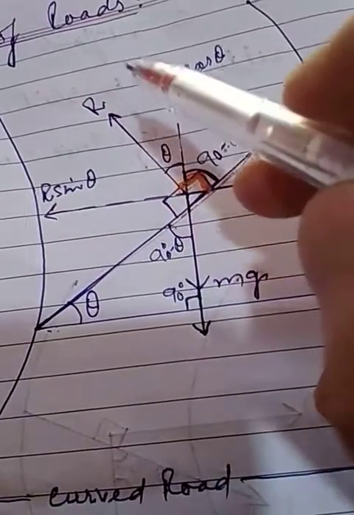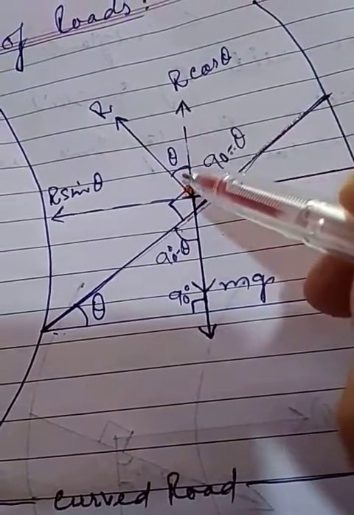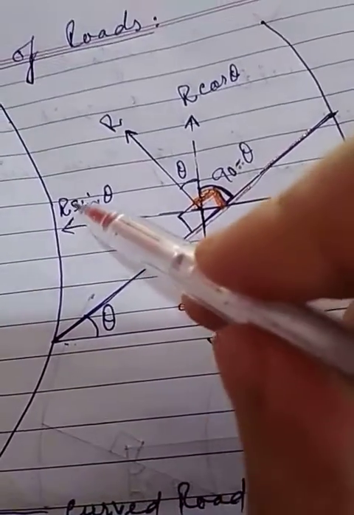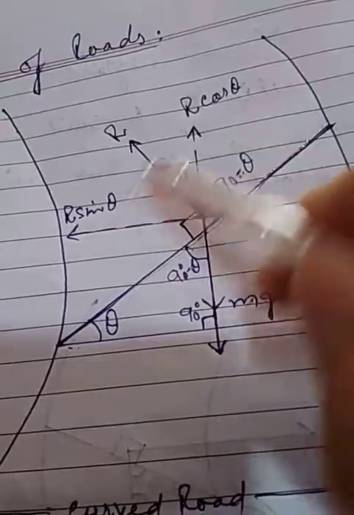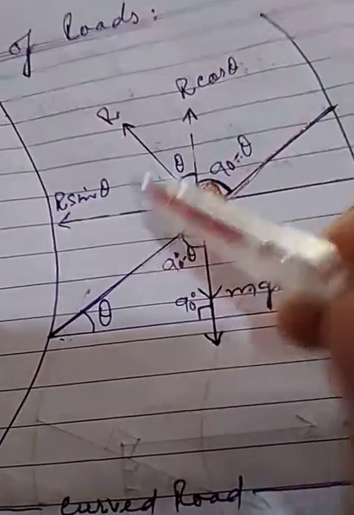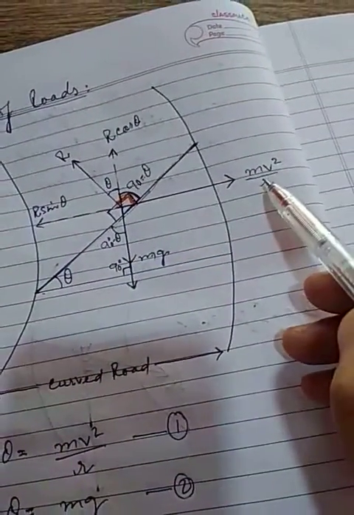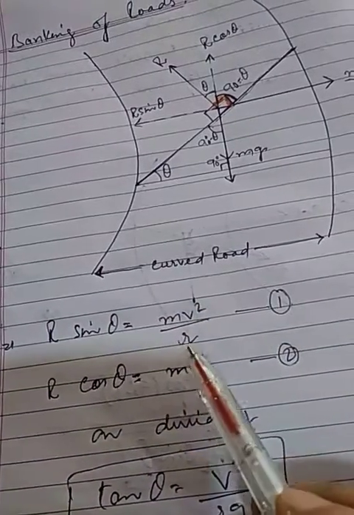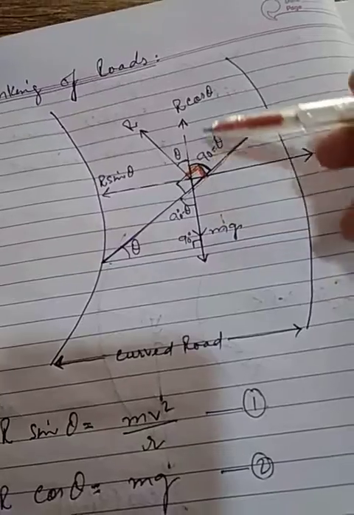So the component of R, the reactionary force, is R cos theta along this line, and perpendicular to this there will be R sin theta. So this is the way we are resolving the component R into R cos theta and R sin theta. Now we can say that this R sin theta is balanced by the centrifugal force mv square by r. So we are writing here R sin theta equals mv square by r, and we know this weight is balanced by the R cos theta.